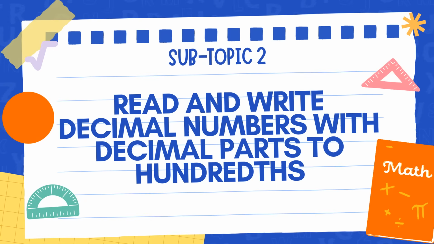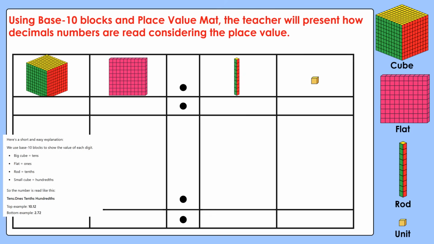Subtopic number 2. Read and write decimal numbers with decimal parts to hundredths. Using base 10 blocks and place value math, the teacher will present how decimal numbers are read considering the place value. We use base 10 blocks to show the value of each digit. First is big cube, ones, flat, tenths, rod, and small cubes, hundredths. So the number is read like this: ones, tenths, hundredths.